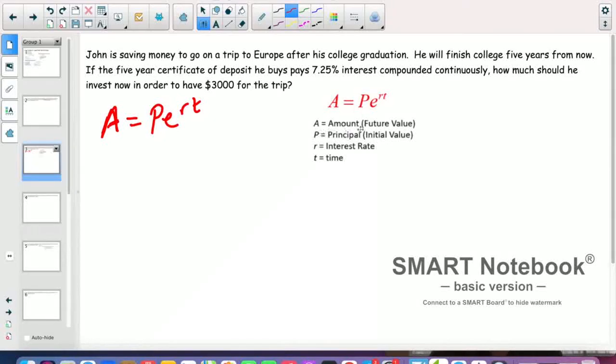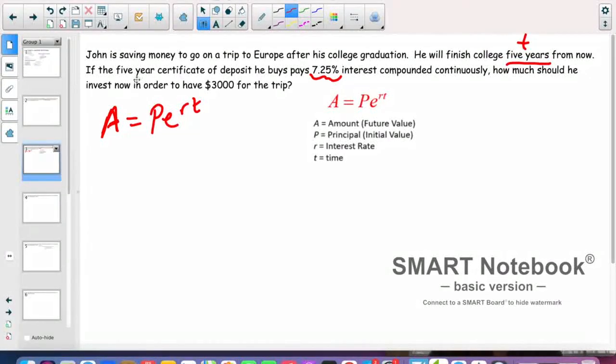So A is the amount, or the future value, and P is the principal amount. It says John is saving money to go on a trip to Europe. He will finish college 5 years from now, so we want to know how much is in there after 5 years. That would be my t value, 5 years. If the 5-year certificate of deposit he buys pays 7.25%, that is my r value, my rate of interest. It's compounded continuously, which helped us understand that's the formula we're using.